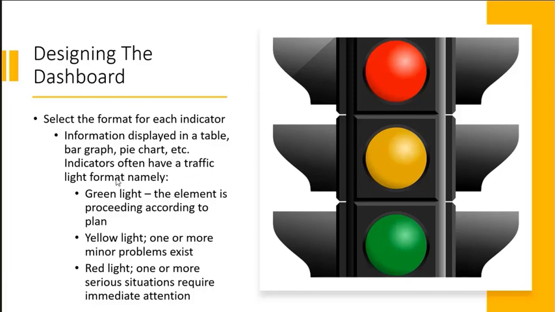Indicators often have a traffic light format. For example, green light, the element is proceeding according to plan. Yellow light, one or more minor problems exist. Red light, one or more serious situations require immediate attention.